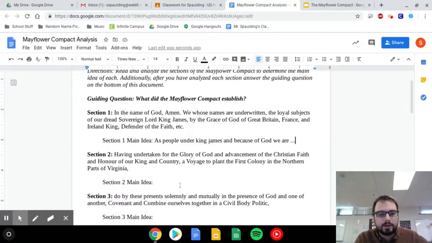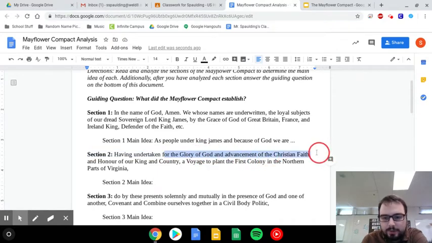Section 2. Having undertaken for the glory of God and advancement of the Christian faith in honor of our king and country, a voyage to plant the first colony in the northern parts of Virginia. Okay, they've got a lot of fancy language in here, but they lay out pretty straightforwardly what their goal is. We're going to go ahead and highlight those things. Okay, for the glory of God and advancement of the Christian faith.